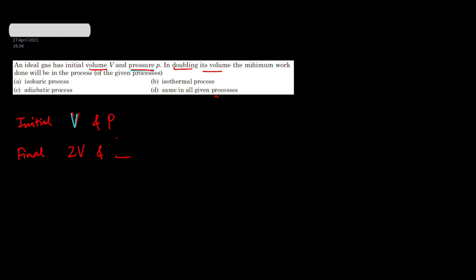In doubling its volume, the minimum work done will be in which process? You have to choose. Will it be in isobaric, will it be in isothermal, or will it be in adiabatic, or will it be the same in all the three? Now there are probably hundreds of ways to answer this question.